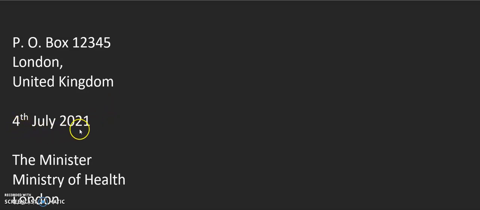4th of July 2021. This is the way to write the date. Avoid writing the date with 4.7.2021. That is unacceptable. When you're writing a letter for an English paper, for the English examination, you need to write using the spelled out format.